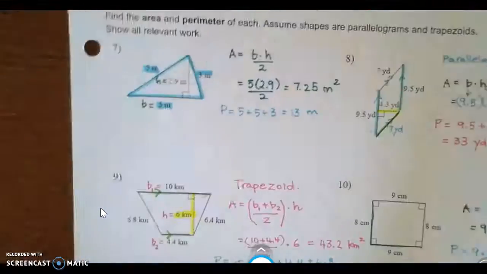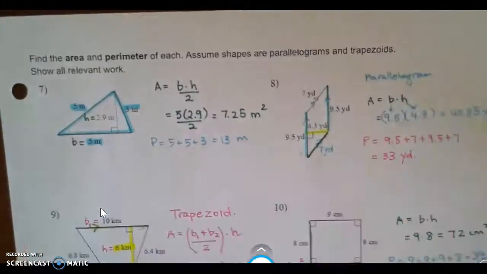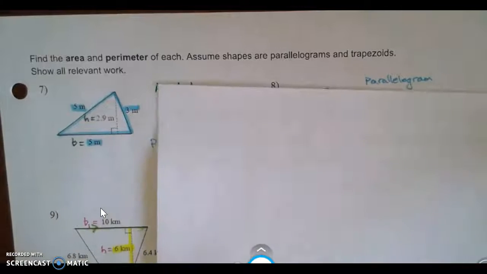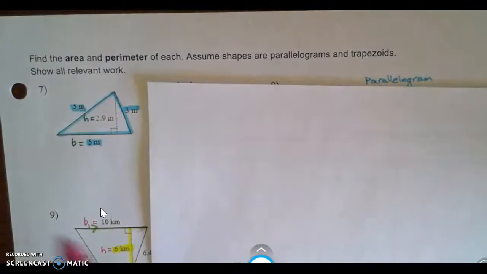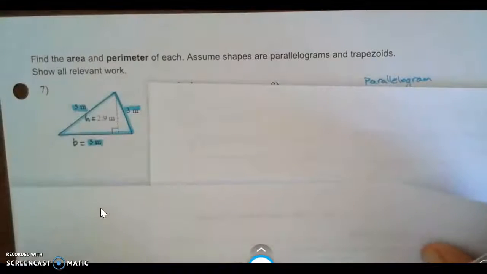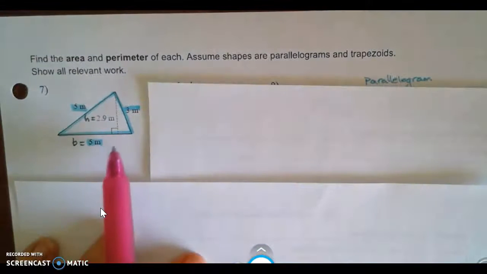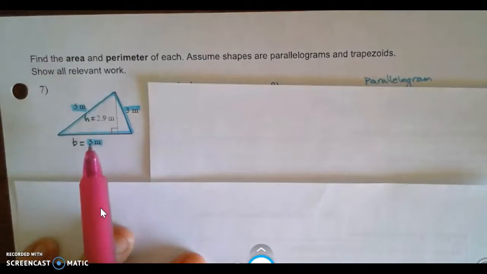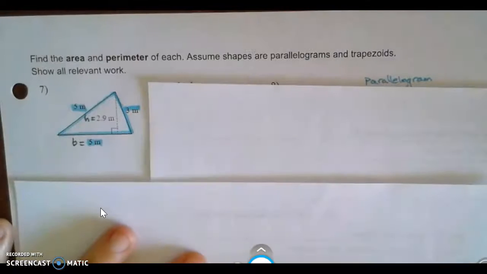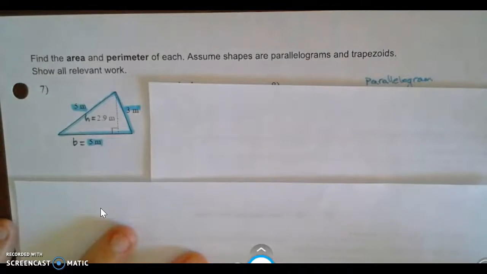Okay, number 7, 8, 9, 10. A lot of students are having problems with this. So find the area and perimeter of each. Number 7, you're given this triangle. We're given a whole lot of different dimensions, and you need to decipher which dimensions are going to come into play.